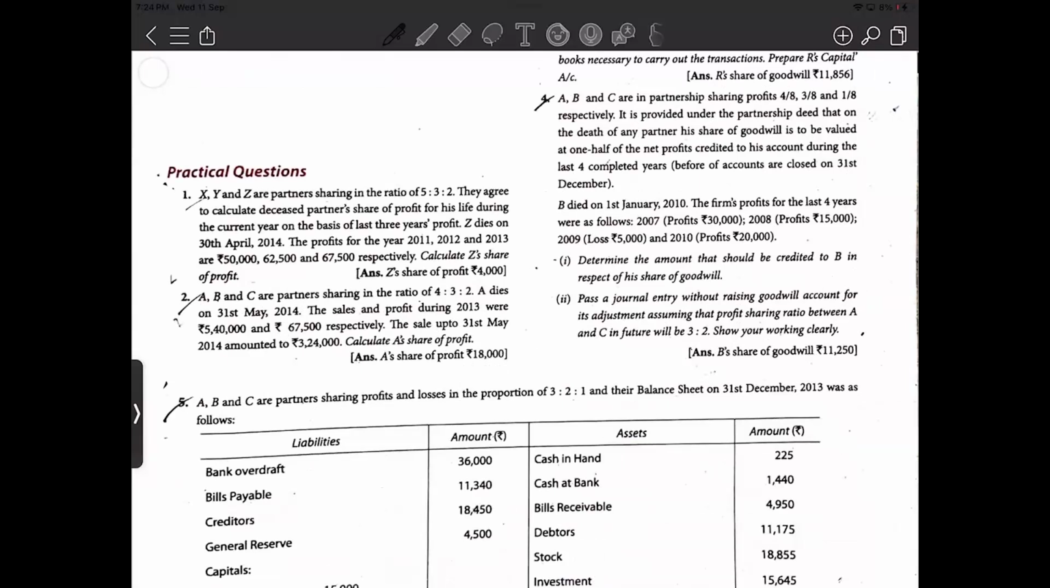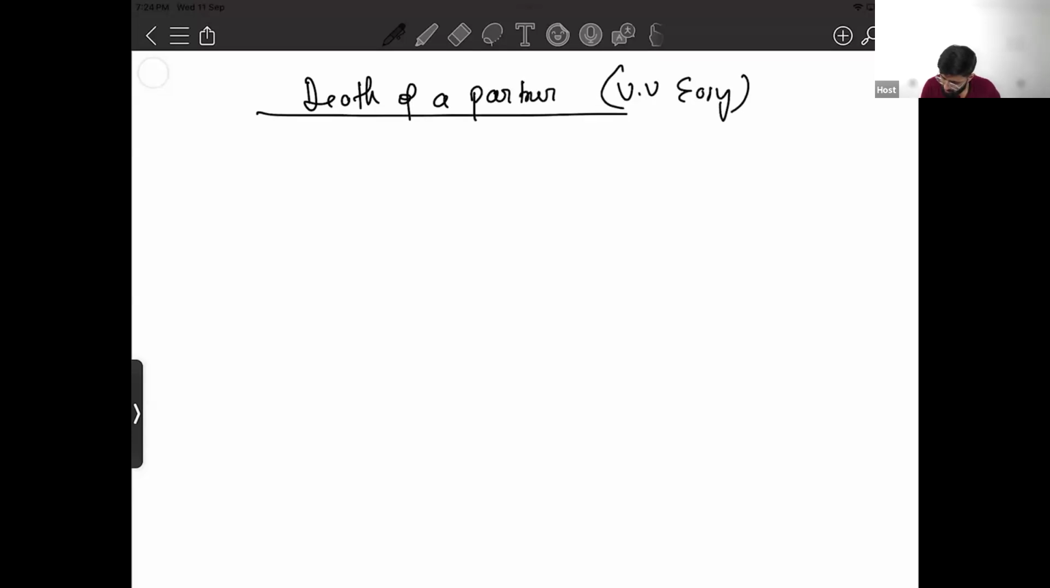Death of a partner. The concept is the same as retirement. This is a very easy chapter. Retirement concept, there is no problem here. It's that easy, and very important from the examination point of view also.